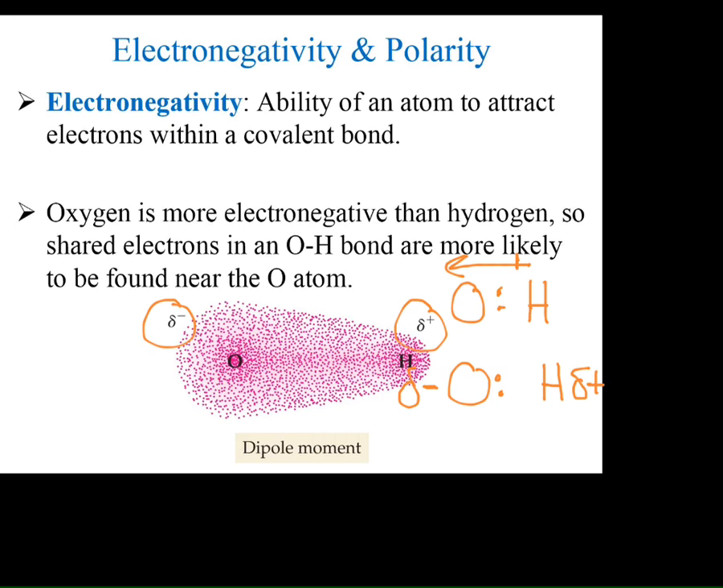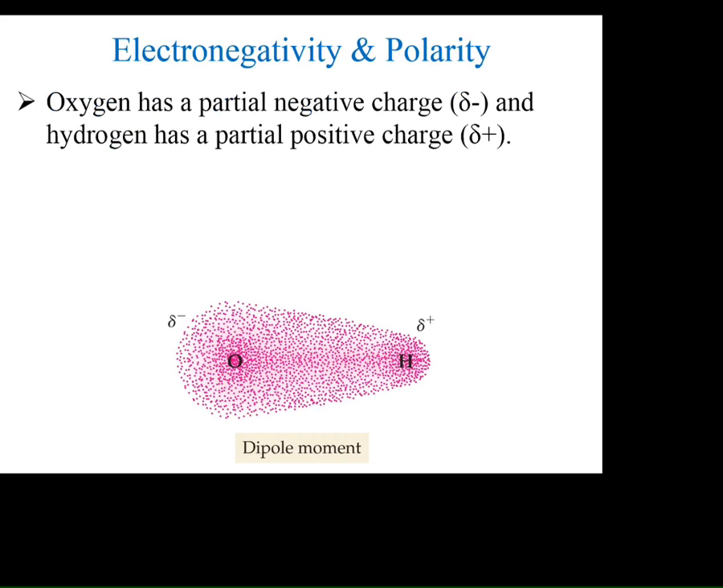So that's the little lowercase Greek letter delta. It's a lowercase delta. It means partially or slightly. So the oxygen is partially negative. The hydrogen becomes partially positive. So yeah, they are sharing them. They're just not quite sharing them equally. Oxygen's pulling a little bit more on them than hydrogen is.